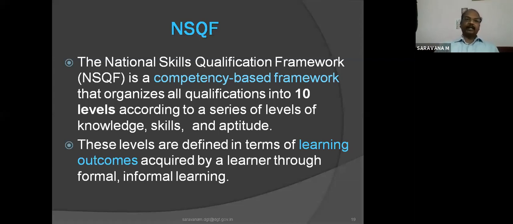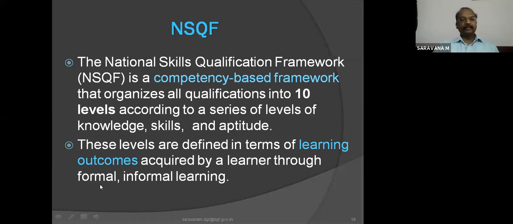And for general and specific lessons also, we are following this Bloom's taxonomy, cognitive, affective, psychomotor, based on this learning outcome. They have called it objectives, that is instructional objectives. We are calling it learning outcome. Both are the same. So these levels are defined in terms of learning outcomes acquired by a learner through formal and informal learning. Formal, either formal or informal, or formal and informal.